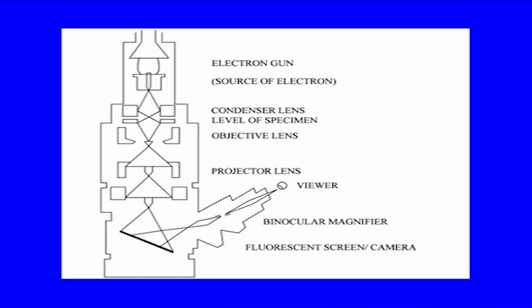These are the objective lens, again electromagnetic lenses, and then you have projector lenses, which is more than one in the electron microscope, and finally the image formation. So, you can say the basic arrangement is the same, but the kind of lenses which are used, and the kind of illumination which is used, is different from light microscopy.